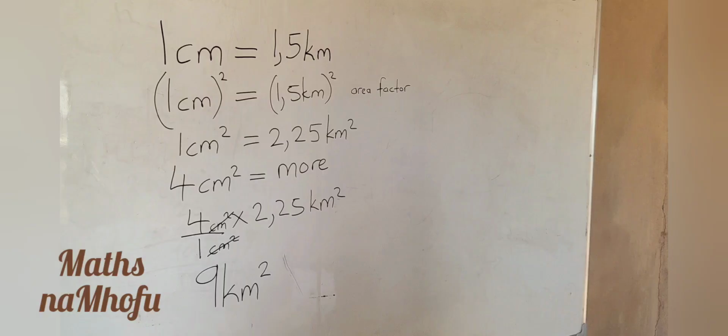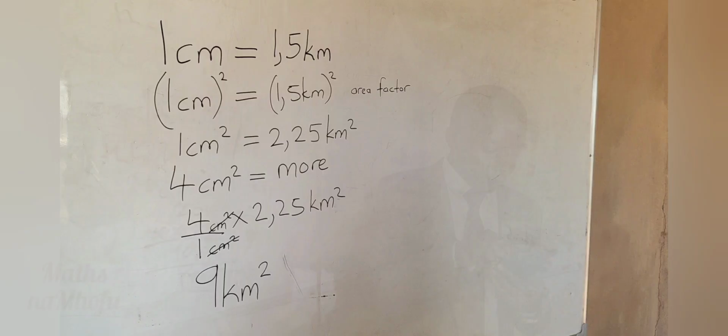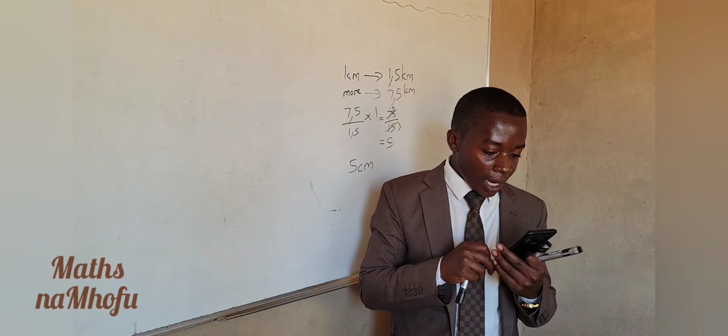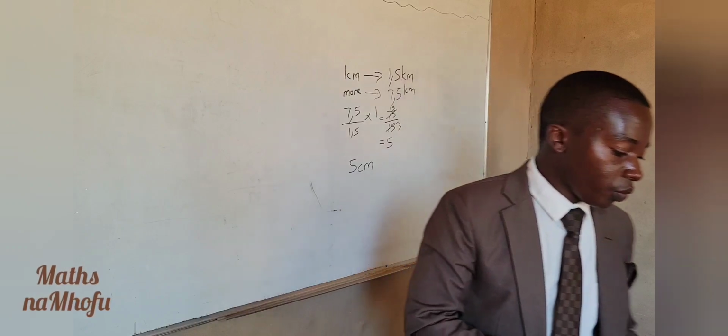So our final answer will be 9 square kilometers. Now let's move on to the next question. It is given that A equals H open bracket 4M plus H. Express M in terms of H and A.